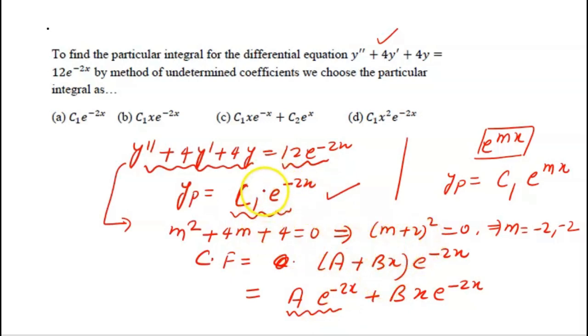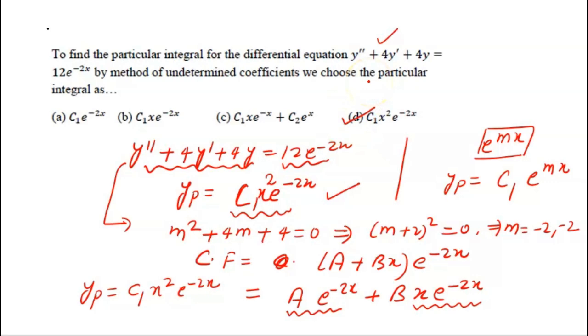So what we do in that case, we need to multiply this by a power of x, so that the term that we are taking as the particular integral is not present in the complementary function. So suppose I multiply it by x. When you multiply it by x, you realize that x e to the power minus 2x is also present. So we need to multiply it by another x, meaning a higher power of x. So we multiply it by x square. So what is the answer now? The answer will be yp is equal to c1 x square e to the power minus 2x. And in that case, which option will be correct? The D option will be correct.